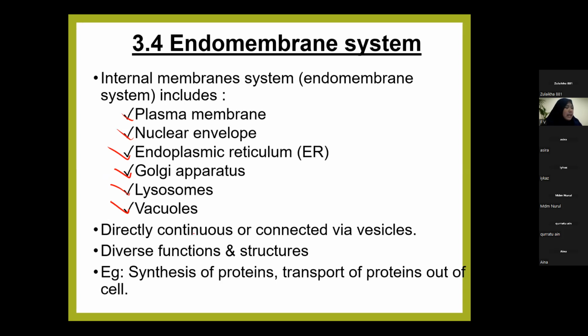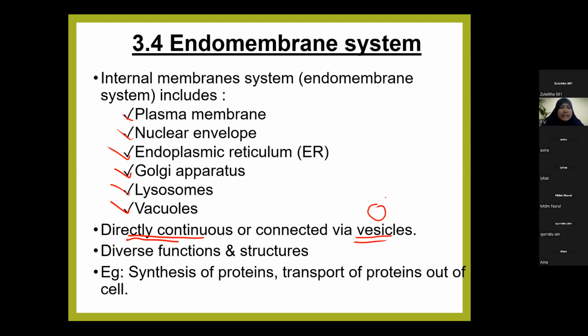First, because they are directly continuous, meaning to say antara satu komponen dengan satu komponen dalam endomembrane system ni bersambung atau berhubung sama ada secara langsung atau tidak langsung. So they are directly continuous or they are connected via vesicle. Vesicle tu apa? Yang ada bentuk bulat tu. So itu kita panggil sebagai vesicle.